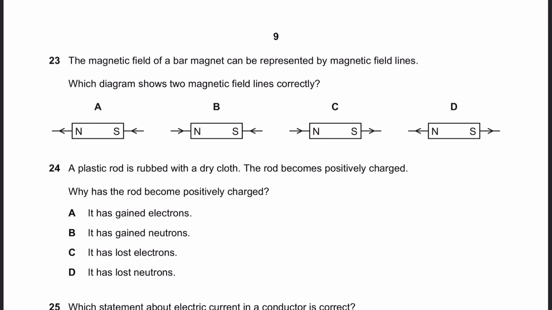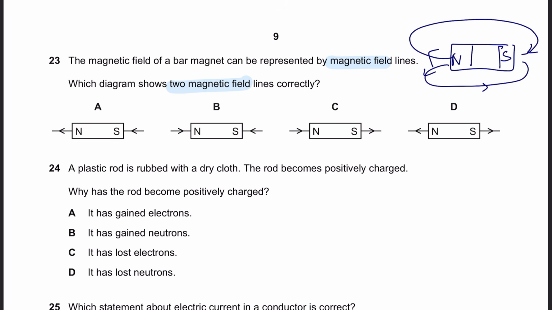Question 23. The magnetic field of a bar magnet can be represented by magnetic lines. Which diagram shows two magnetic field lines correctly? So remember that magnetic lines flow such that they go from north to south.